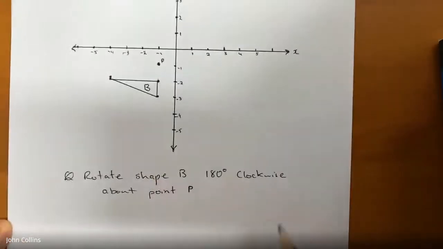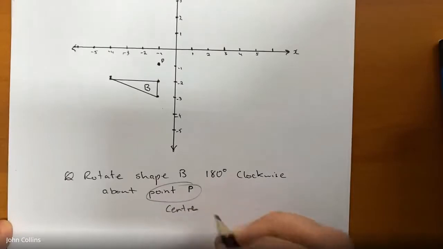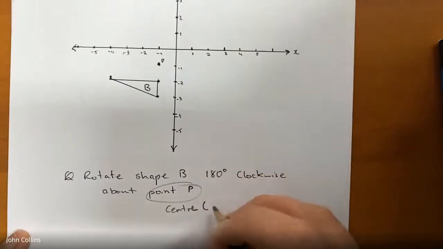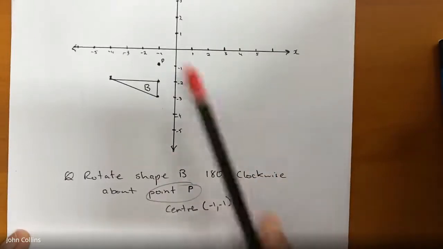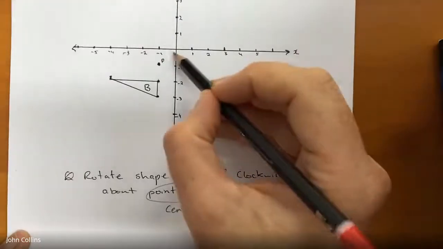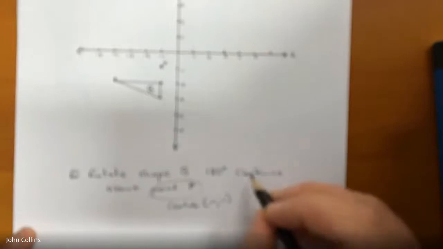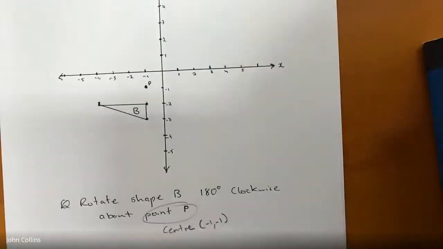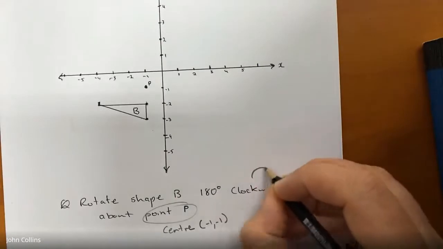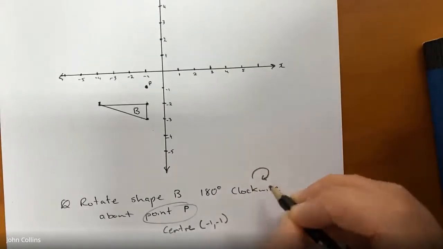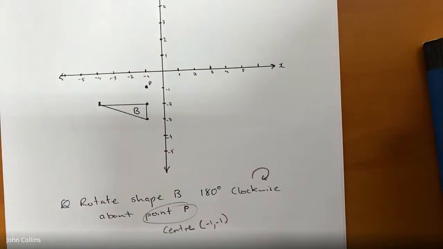So let's look at the question. Point P, well, that's the center of the rotation. Sometimes you just say the point, or they might give the coordinates. So the point P is at -1, -1. We see that up there: -1 on x, -1 on y. Okay, so clockwise, it's gone a bit blurry for me. Clockwise is going to be this way. So that's the way we're going to turn it.